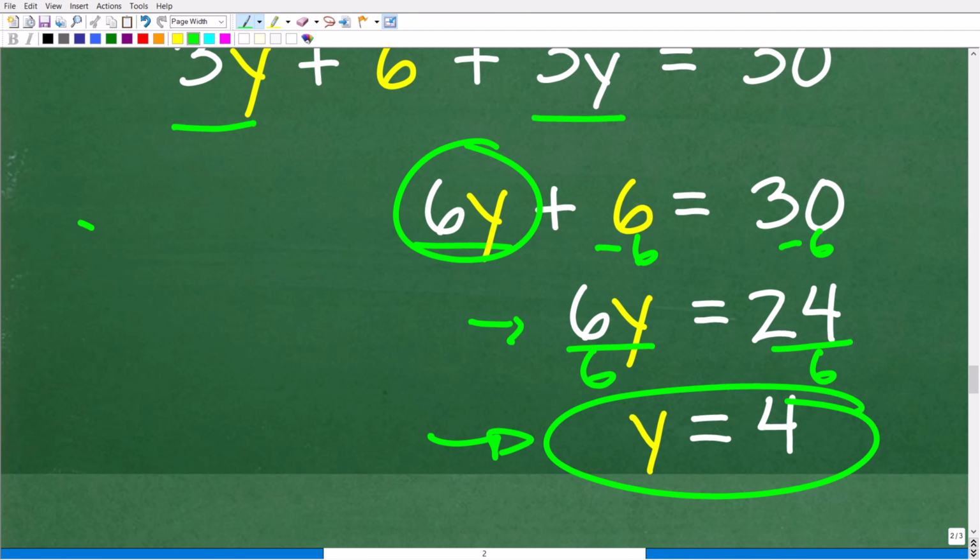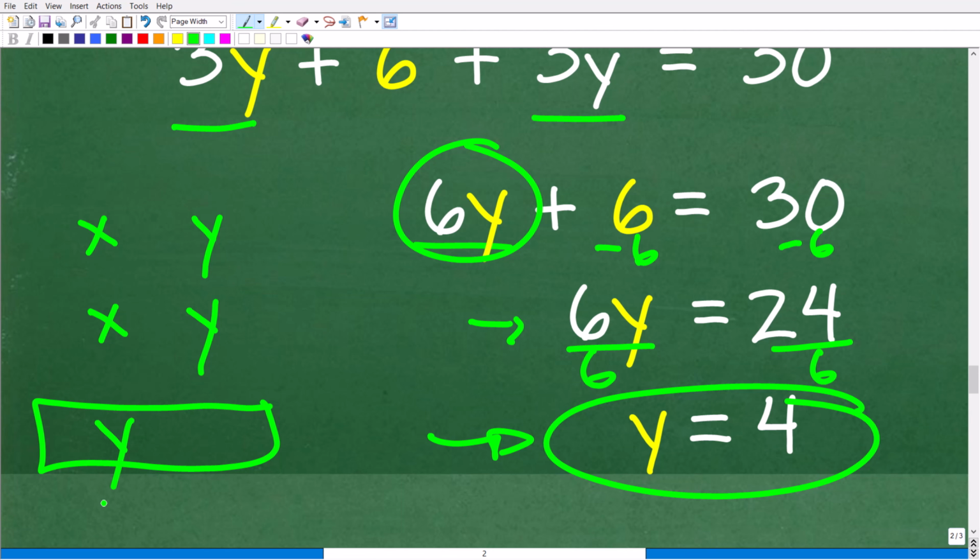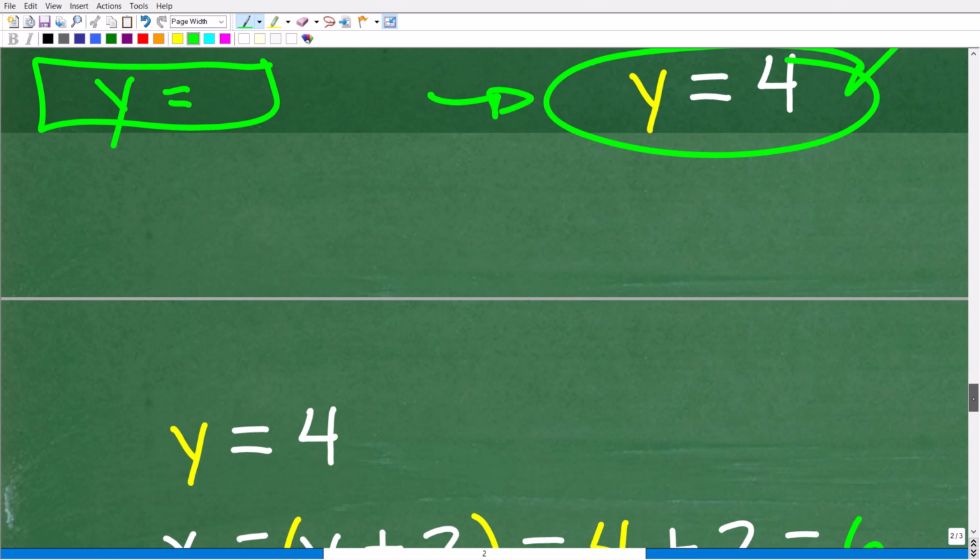Remember, we are solving for two variables, x and y, and we have two equations with both x and y in them. So we use the substitution method to get one equation with only one variable. In this case, it was one equation with just y, and we solved for y. So y is equal to 4. Now that we know what y is equal to, it's very easy to go back and figure out what x is equal to. So let's do that right now.